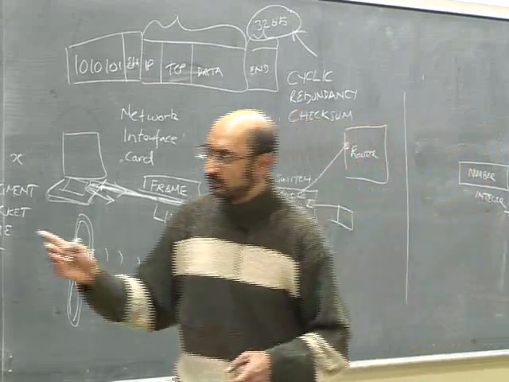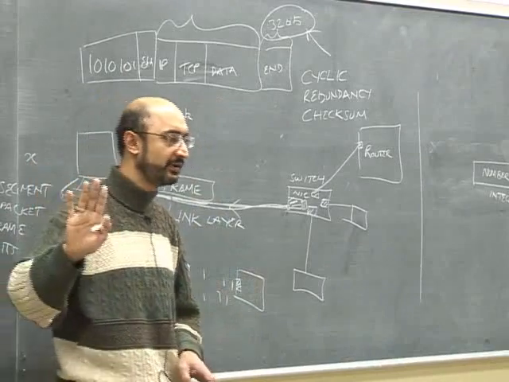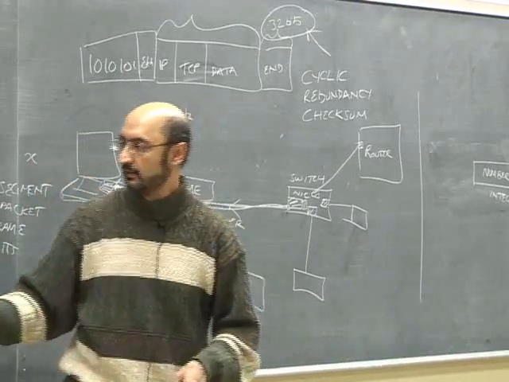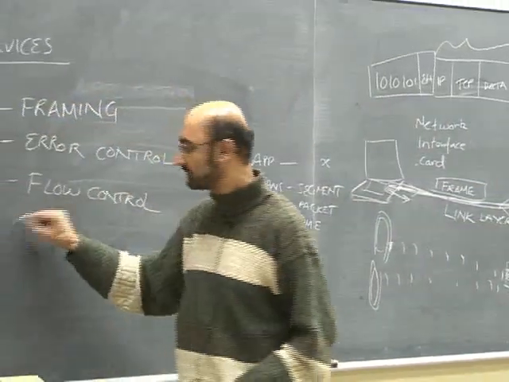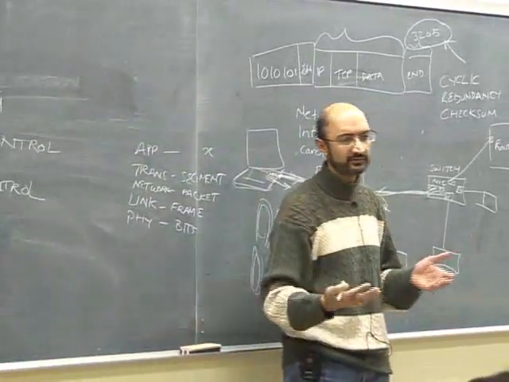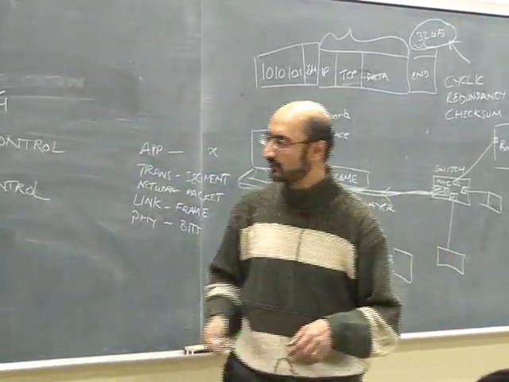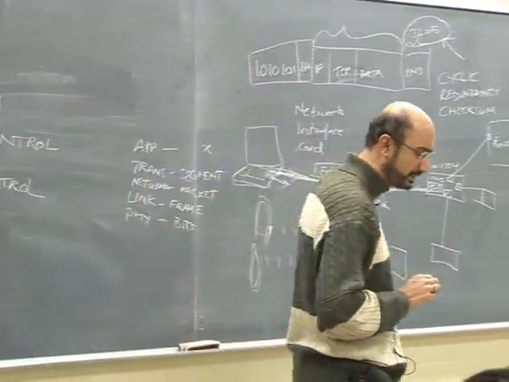Okay. So any questions about flow control at all? Basically saying, look, I can't take it anymore, stop. And that's it. Okay, so that's the services. There's one more service, which is addressing, but I already talked about Ethernet addresses earlier. It's a 6-byte address and so on and so forth, so I'm not going to go into that. When I talk about Ethernet, I'll do that in more detail.